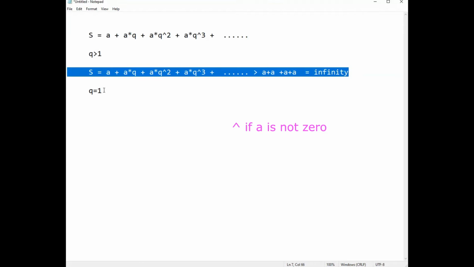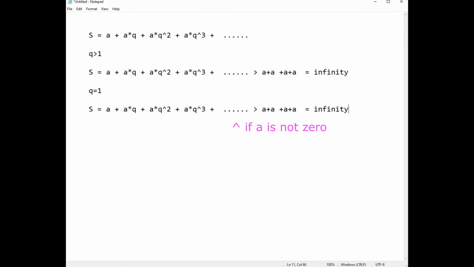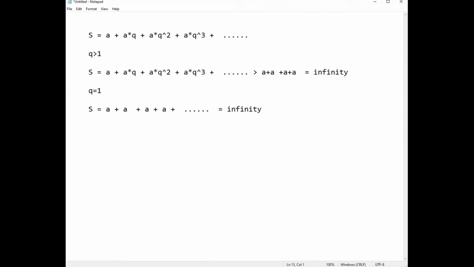Then we have a conclusion already. The summation equals a plus a plus a and so on, because q is 1, so this is also infinity. Then we have the condition q is less than 1. Our result will be the first value divided by 1 minus q. This is our formula, so let's call it formula 1.